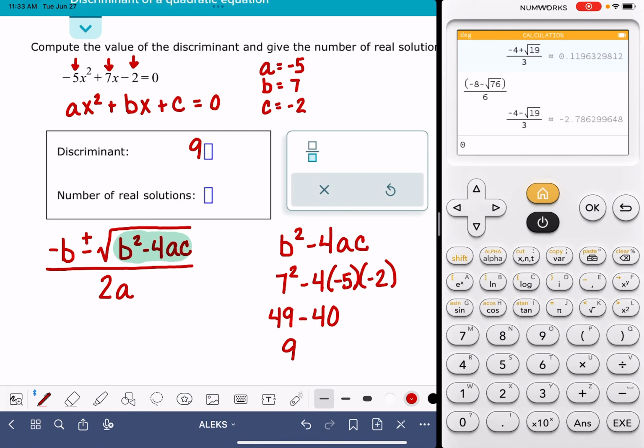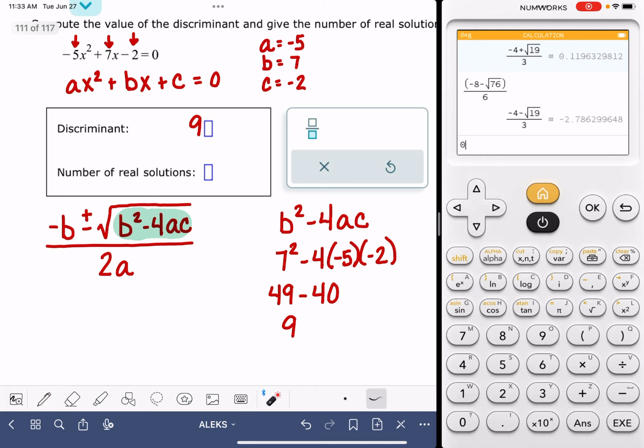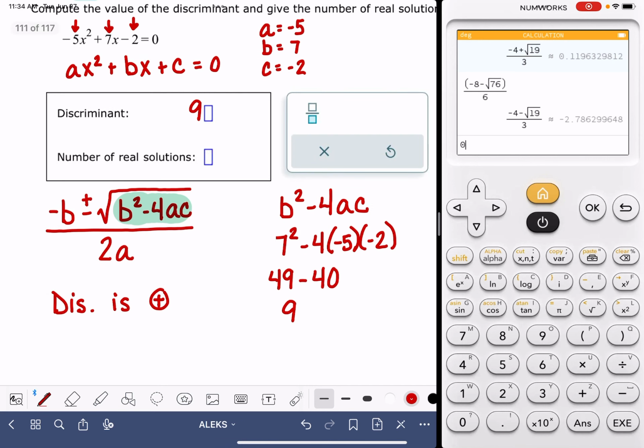Now the number of real solutions is based not on the value of the discriminant, but on the sign of the discriminant. If the discriminant is positive, which it is in this case, then there will be 2 solutions to the quadratic formula. So because I have a positive discriminant, I'm going to have 2 solutions.